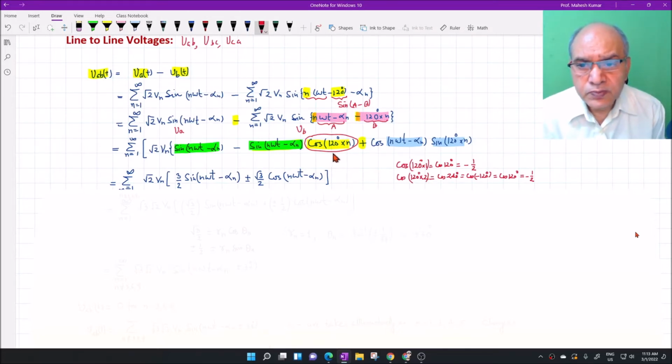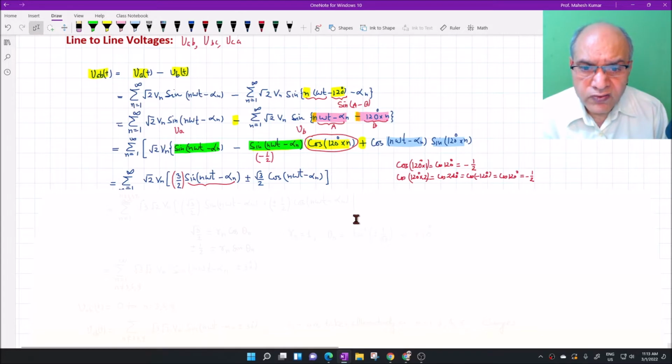Therefore, we can write that cos 120n is equal to minus half. So this minus half means this becomes minus half into minus 1 here, and that becomes plus half. So plus half and 1, the 1 is from here. So 1 and half becomes 3/2. So this is 3/2 as a coefficient of sin(n omega t minus alpha n).